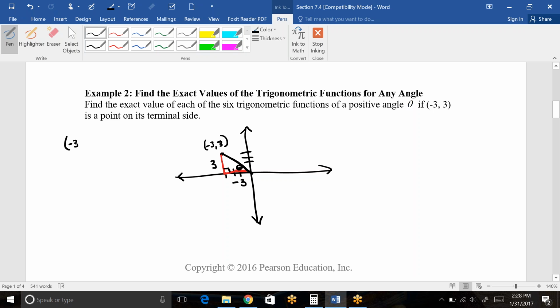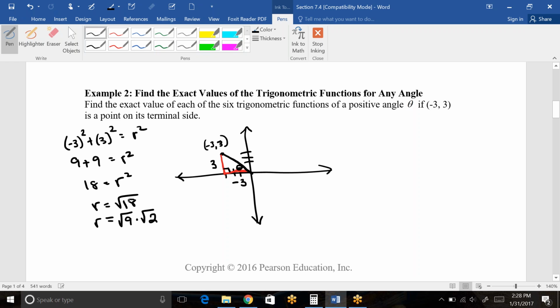Do Pythagorean theorem again to find our radius. So that's 9 plus 9, which is 18. Square root of 18 can be broken down, and we should. Anytime you have a radical, you should go to its smallest terms. So there's a perfect square that goes into 18. Square root of 9 times square root of 2 makes square root of 18. The reason we break it down like that is square root of 9 is 3. So this is a 3 on the square root of 2.